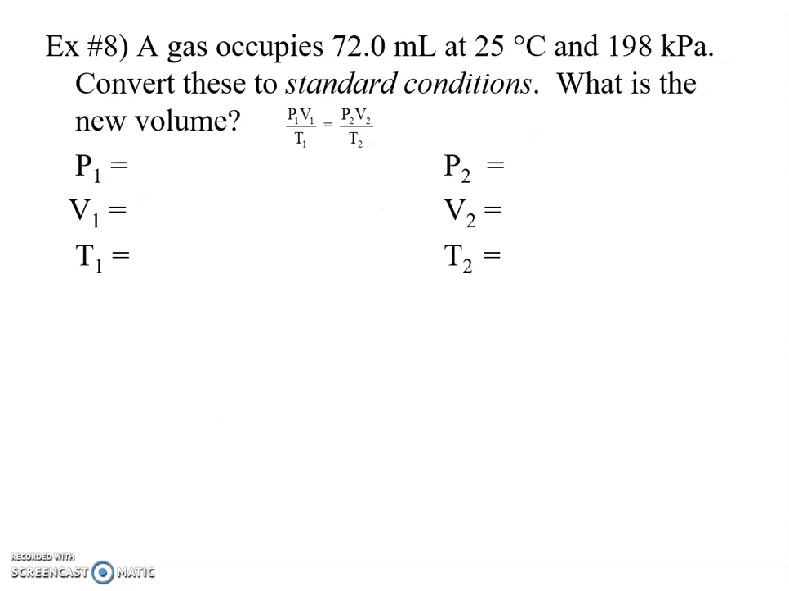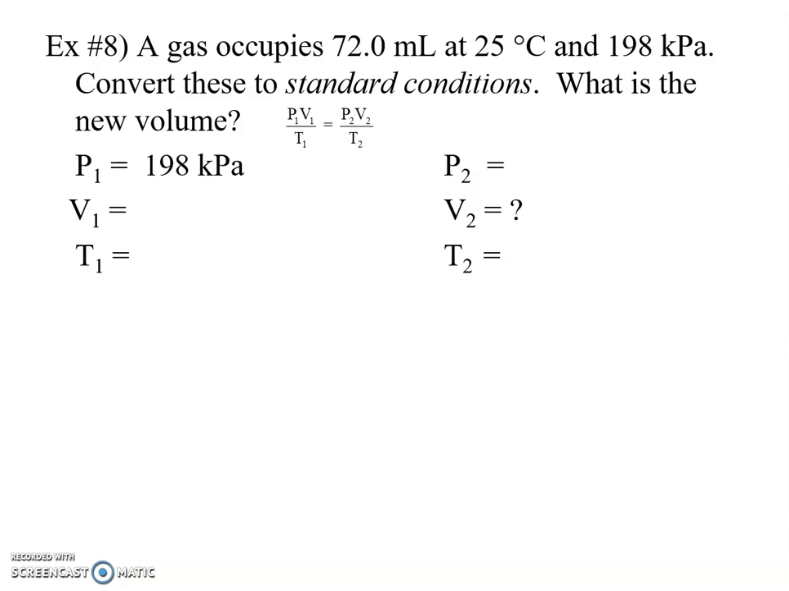So for instance, a gas occupies a volume of 72 milliliters at 25 degrees C and 198 kilopascals. Convert these to standard conditions. So again, what would the 72 milliliters be if I was at 0 degrees C and again 101.325 kilopascals, which is standard pressure? So again, let's just go through that.